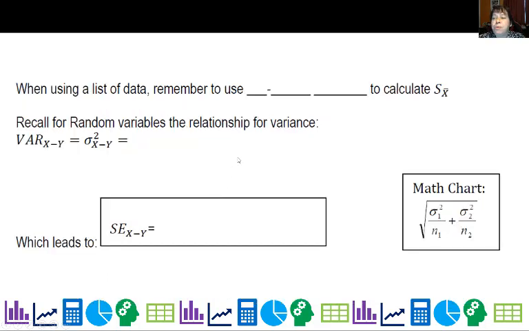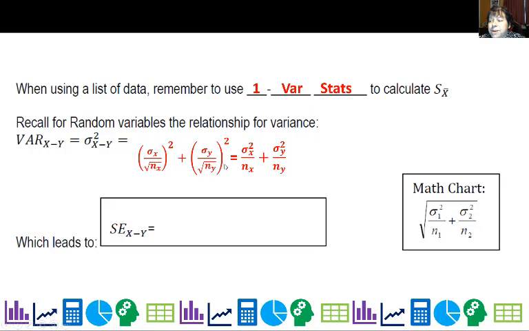All right, so remember when using a list of data, you can always use one-var stats to get your standard error. And for random variables, this is hopefully starting to become familiar. The variance of the difference of two variables is just the sum of the two variances right there. So when I square that, I get these. And so when I want to find the standard error, I could say 1, 2, I did X and Y. Basically, this is the formula, which looks suspiciously like your math chart. So that is on your math chart in the back. You will have that as a resource.